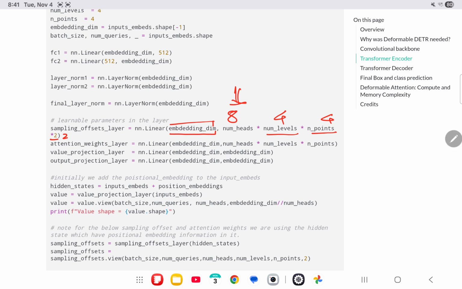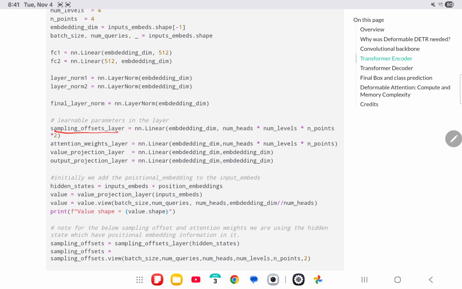And similarly, you want another network to predict the corresponding weights of those points to look into. So that is done by this. The number of levels is 4, the number of heads is 8. So you want another attention weight layer to produce this. It's also a linear layer. So once you have those two layers, they will produce whatever is required: the delta x, delta y and the corresponding attention weight.